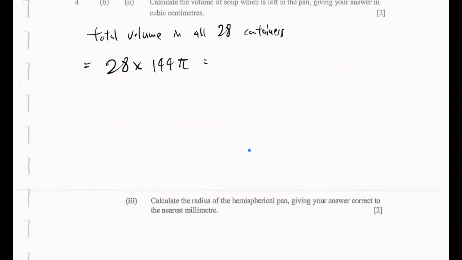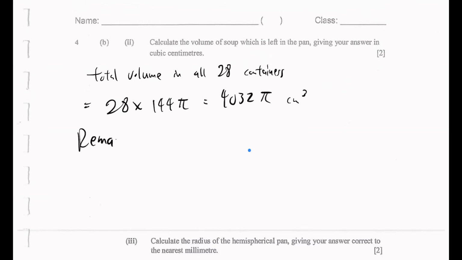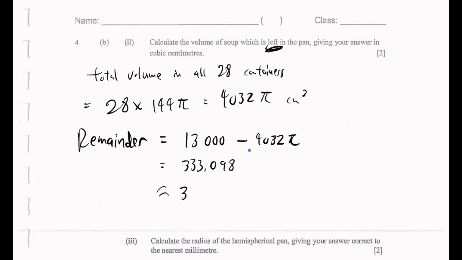This is in the question. 4032 pi cm cube. So that means the remainder, which is the amount that's left, is the total, 13,000, minus 4032 pi. Does that make sense? Okay, which is 333 to 3SF. This is good enough. cm cube.